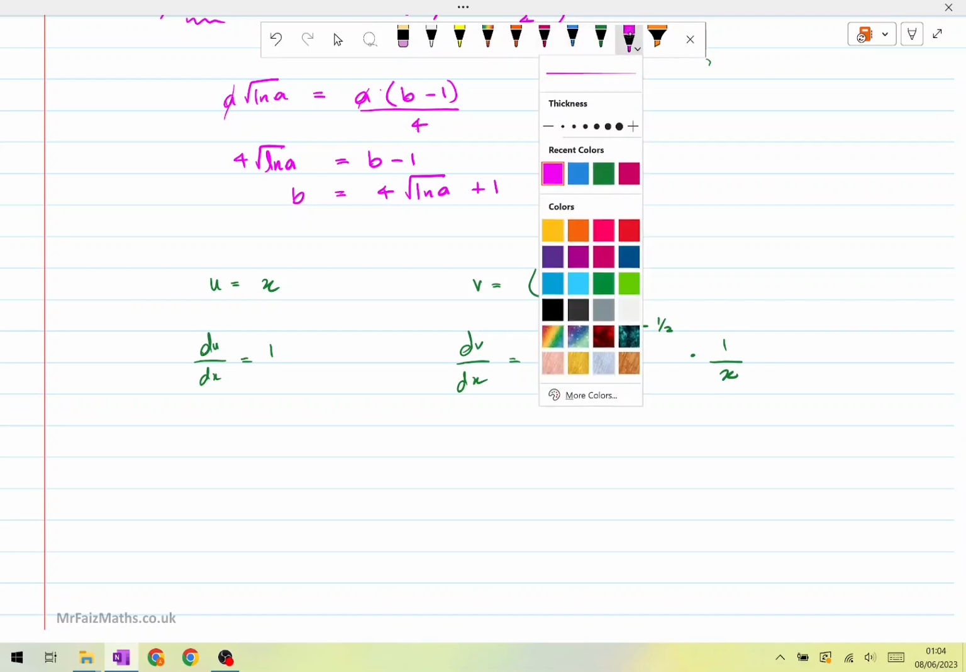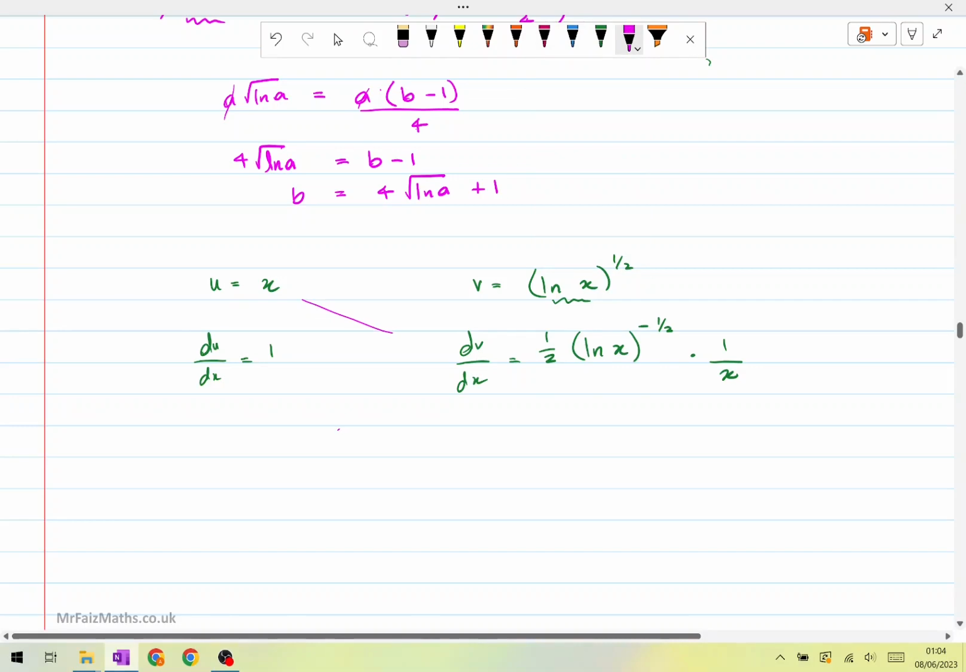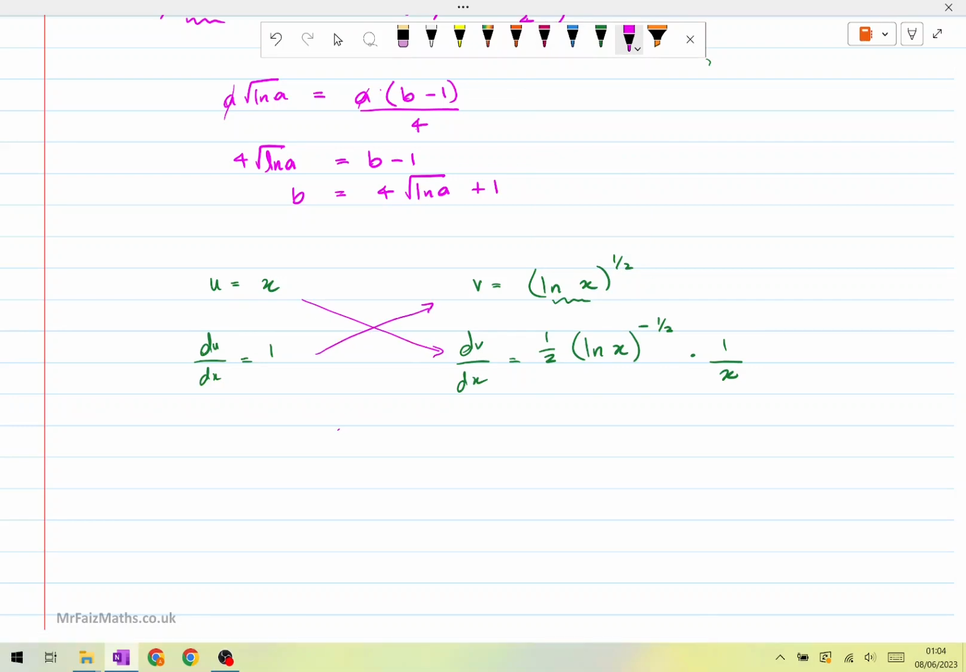Then dy over dx, using the product rule, is going to be u times dv over dx plus v times du over dx. So when I do u times dv over dx, this x term will cancel out with this 1 over x. So to simplify the working, I'll write this as a half times ln x to the power minus half plus v times du over dx. That's going to be ln x to the power of a half.